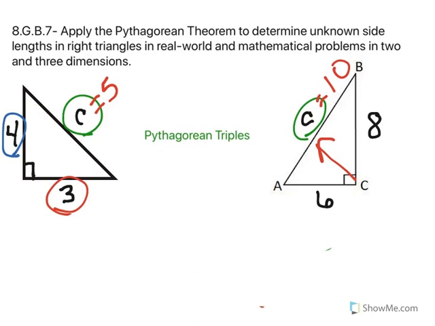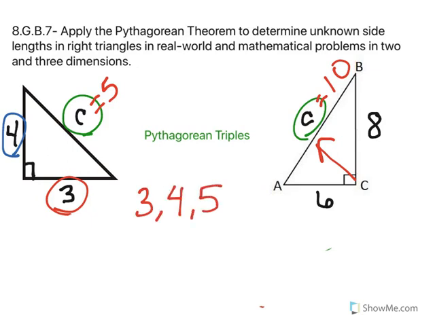When learning about right triangles and the Pythagorean theorem, we also learned about Pythagorean triples. And Pythagorean triples are 3 positive integers that make up a right triangle. And a very commonly known one is the 3, 4, 5 right triangle.